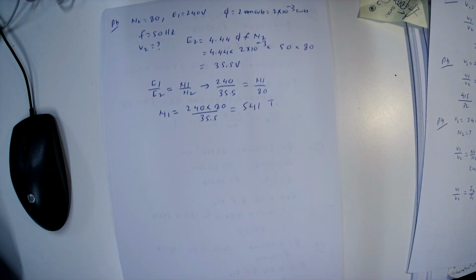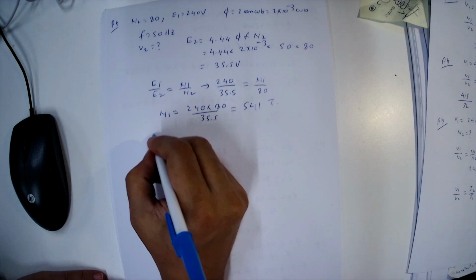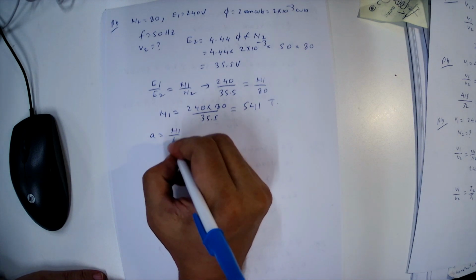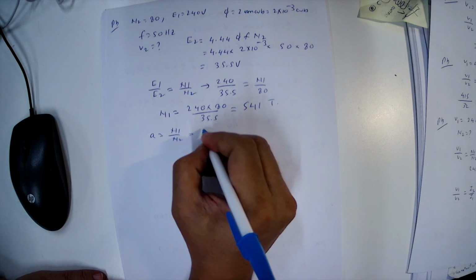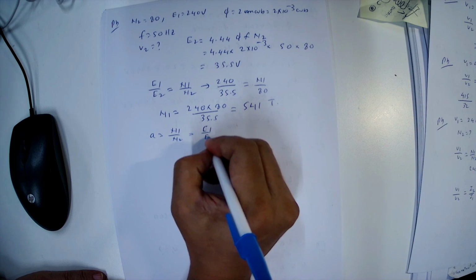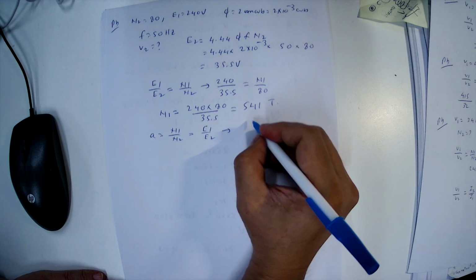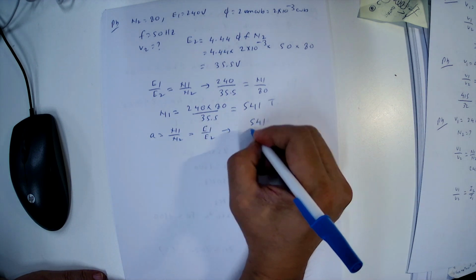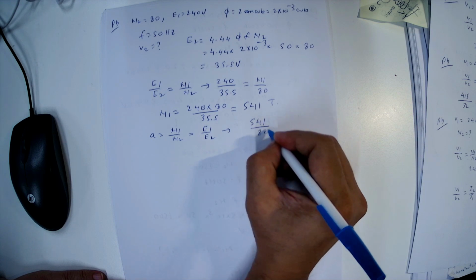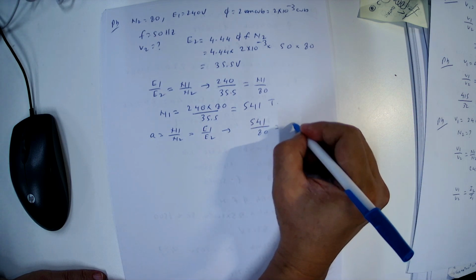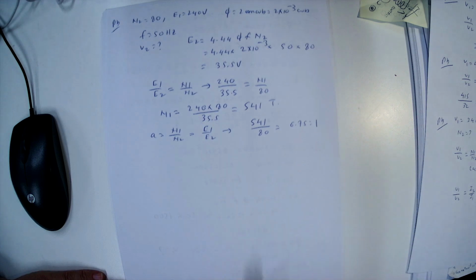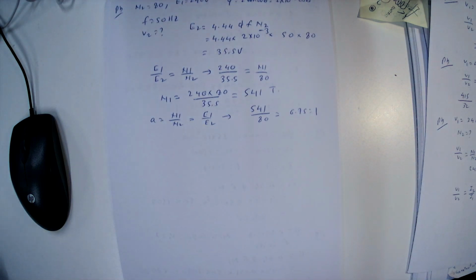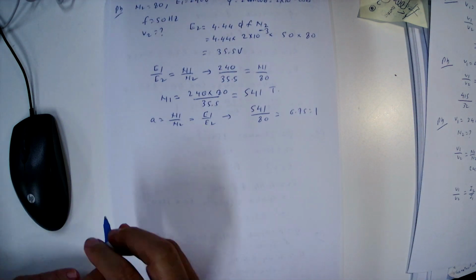Then we also calculate the transformation ratio. A equals N1 by N2 or E1 by E2. If you use N1 by N2, N1 is 541, N2 is 80, so you can calculate 6.75, ratio 6.75 to 1. This is the way we can calculate it. And another problem.